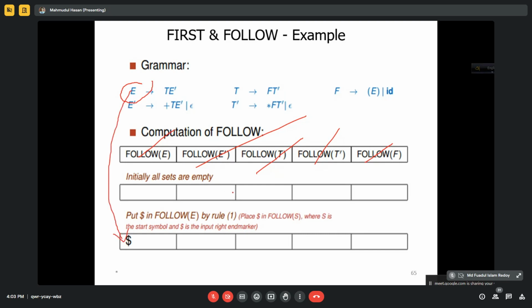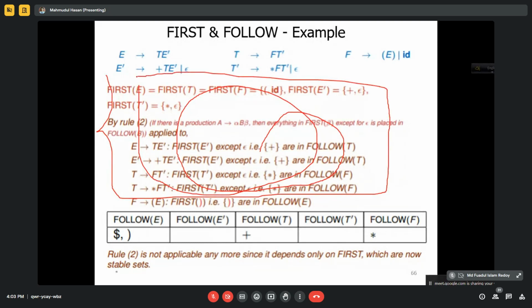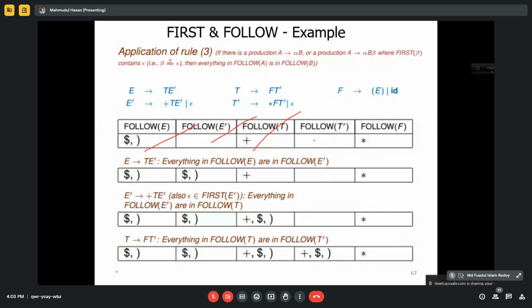There are also rules described here. If you can read them, no problem, but by reading those things it is very difficult to understand. If you don't understand my lecture by reading those things, it is difficult. Then, one by one, we find out the follow value.